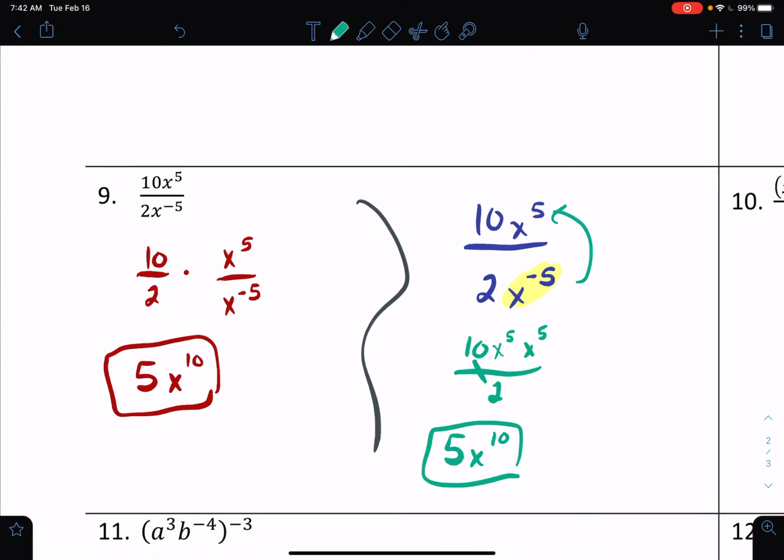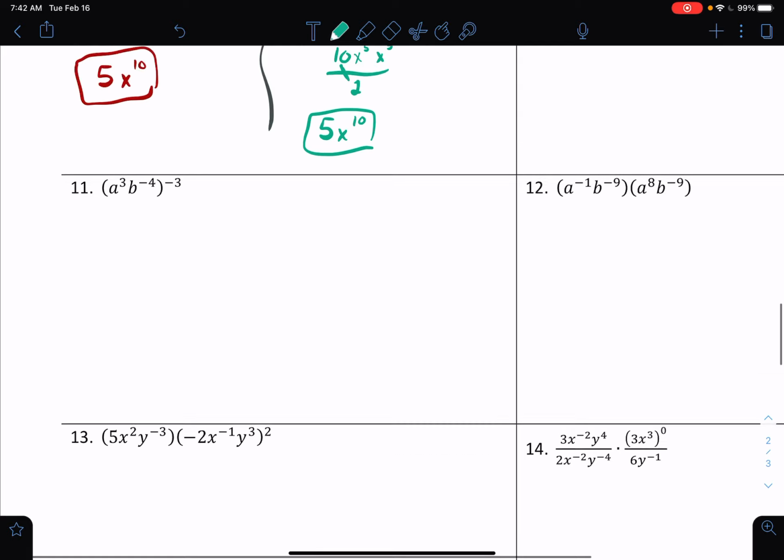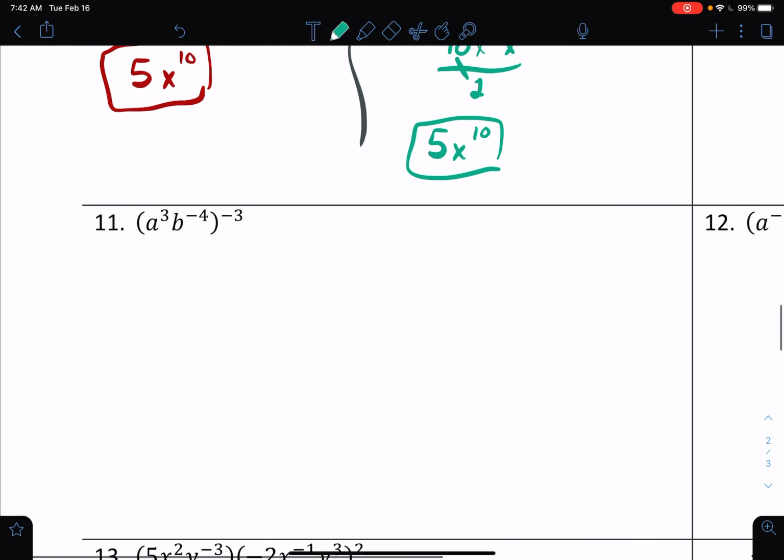Doing all right still? I think we've got 2 more problems left. So we've got something like number 11. We have this expression, a to the 3rd, b to the negative 4th, all raised to the negative 3rd. What I'm going to do is distribute this negative exponent inside the parentheses to those exponents. So we have a to the 3rd to the negative 3rd. If I multiply those, that's going to be a to the negative 9th. And b to the negative 4th to the negative 3rd. If I multiply those, that's going to be b to the 12th.